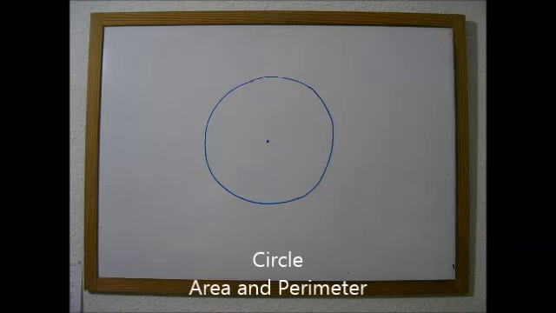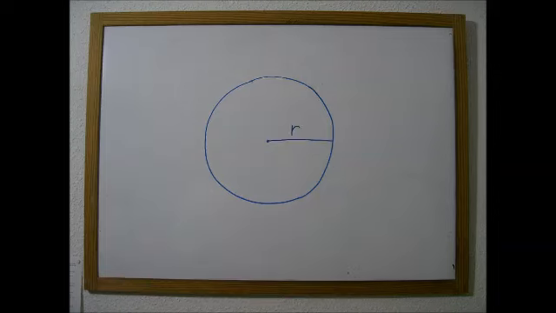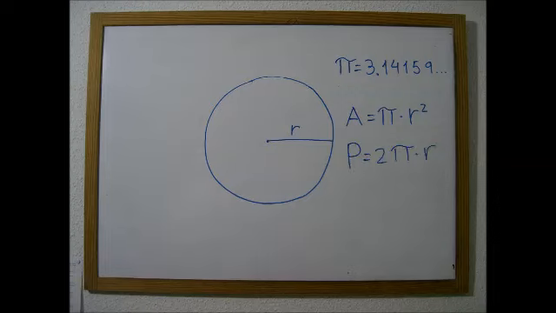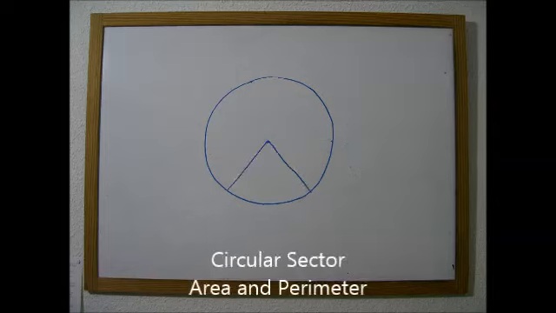Finally, for the circle, an irrational amount is involved. We need a radius, and we need an irrational number, which is called pi. Pi is a decimal number with infinite decimal figures that never repeat. The area is given by the formula pi times r squared, and the perimeter is given by the formula 2 pi times the radius.